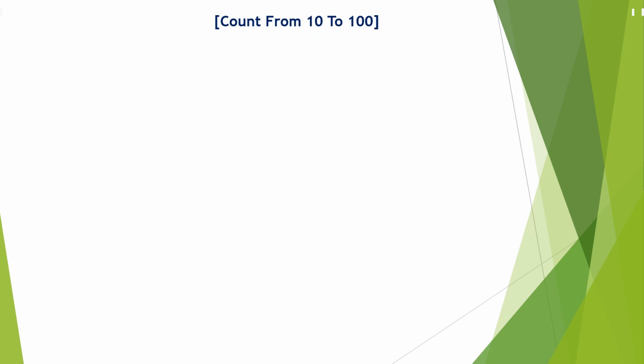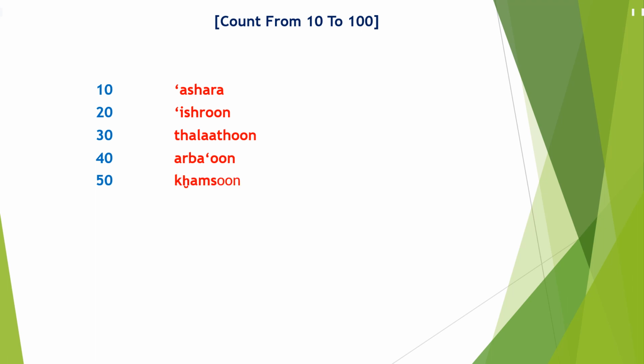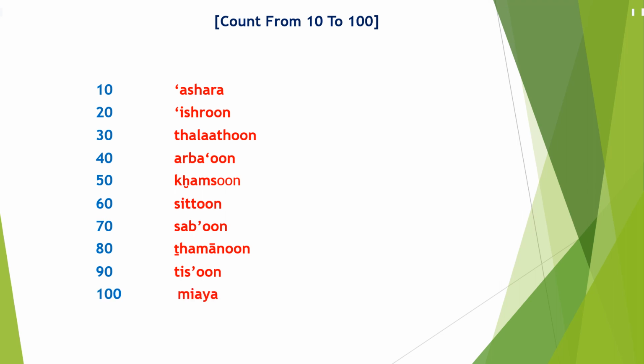So let us now count in tens between 10 and 100. 10 عشرة, 20 عشرون, 30 ثلاثون, 40 أربعون, 50 خمسون, 60 ستون, 70 سبعون, 80 ثمانون, 90 تسعون, 100 مئة.